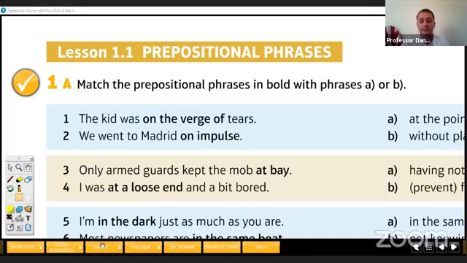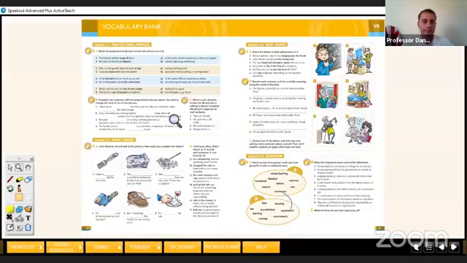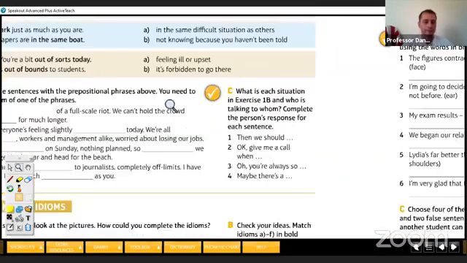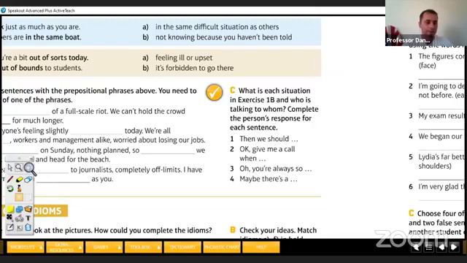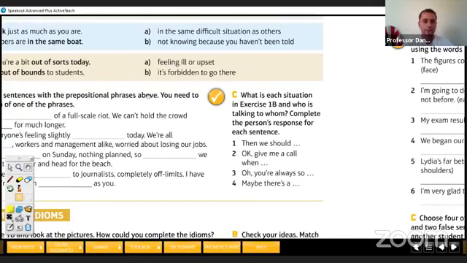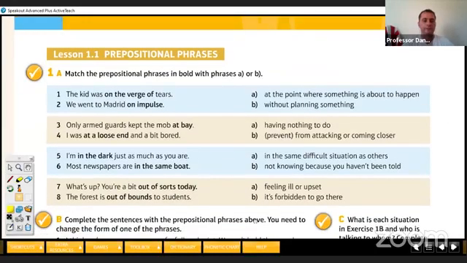So let's get into this lesson. Let's do some exercises here. We have to match the prepositional phrases in bold with phrases A or B. Let's start with the first one. Just a second, guys, I'm going to make the screen a little bit smaller. Here we go.